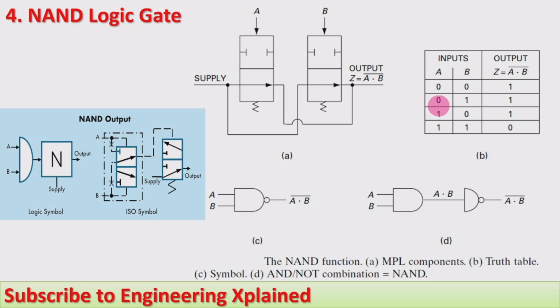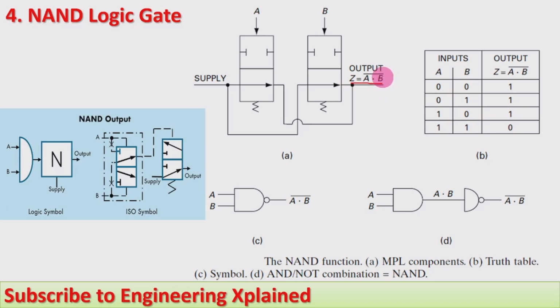And if A is lower and B is higher, we also get the output higher. And if A is higher and B is lower, the output we get is the higher one. If both are higher, the output we get is the lower. And that is what we are going to get: Z is equal to A into B in the AND gate.